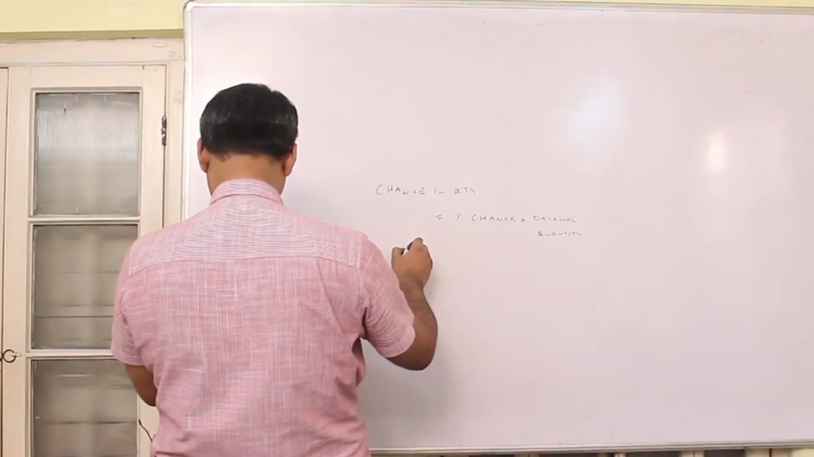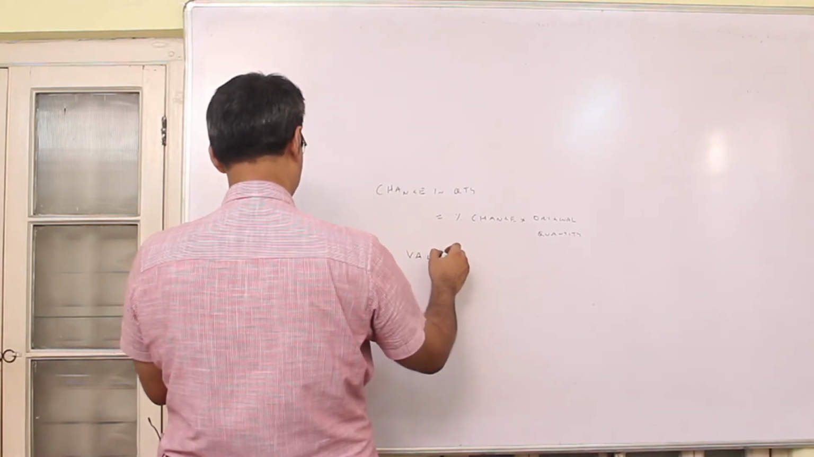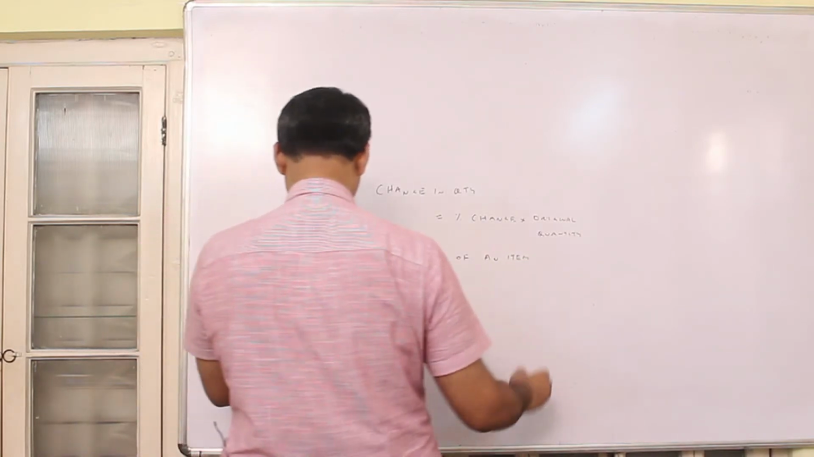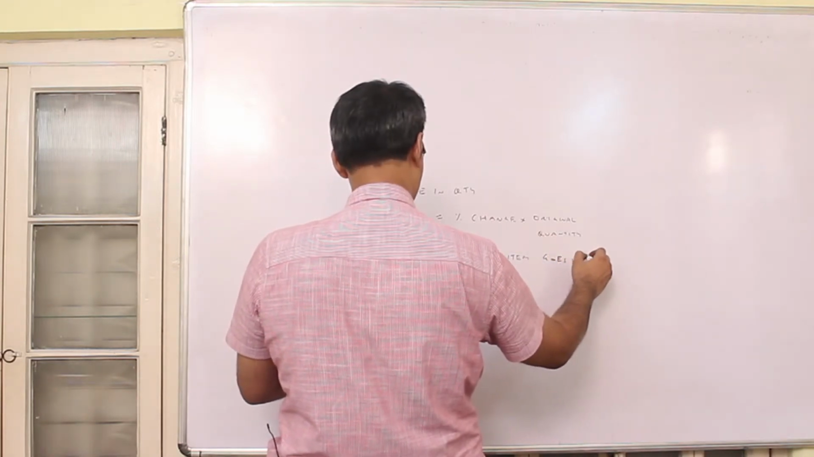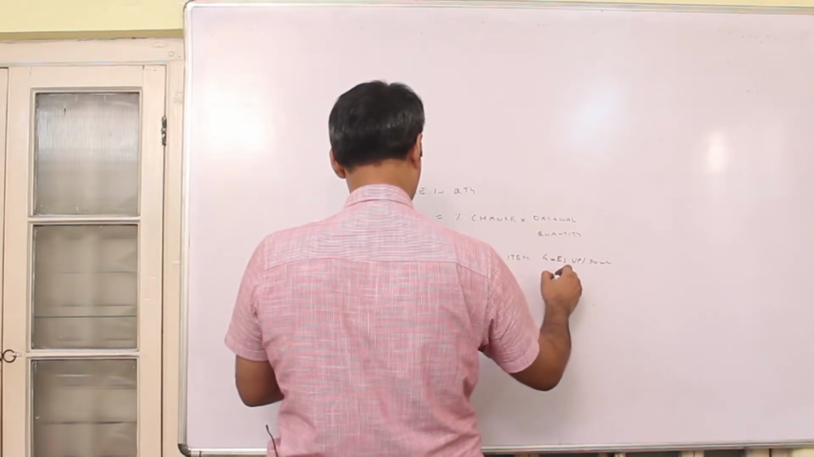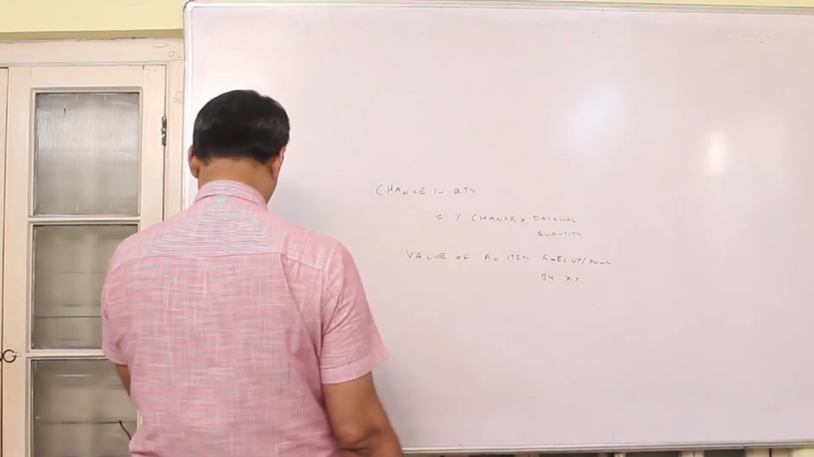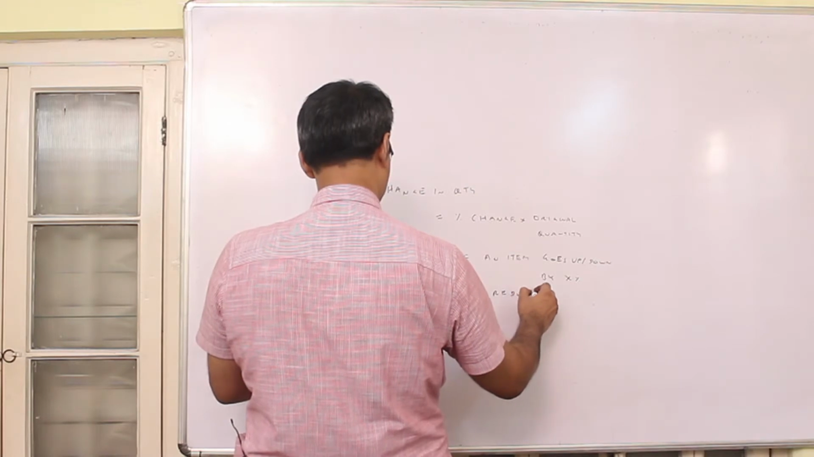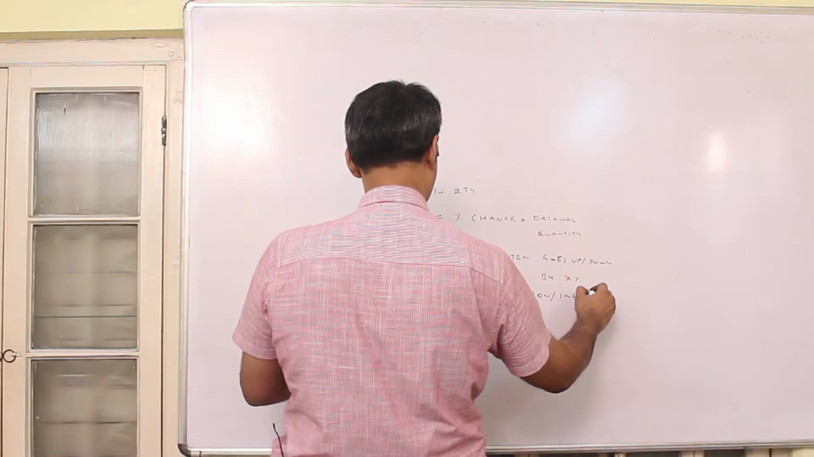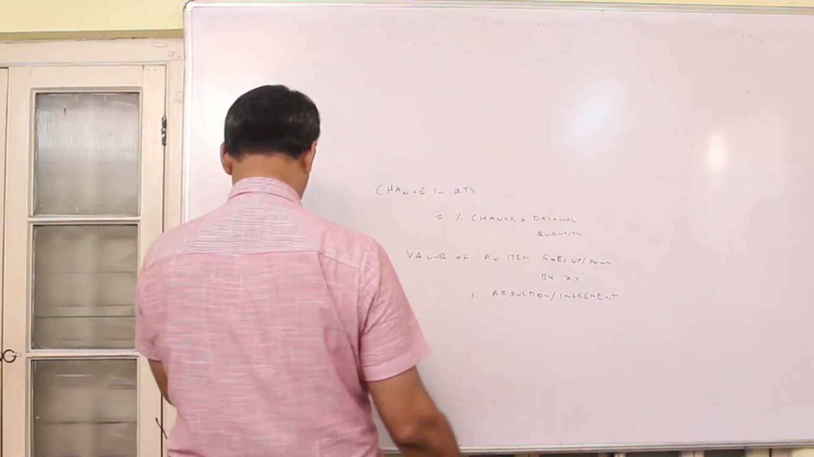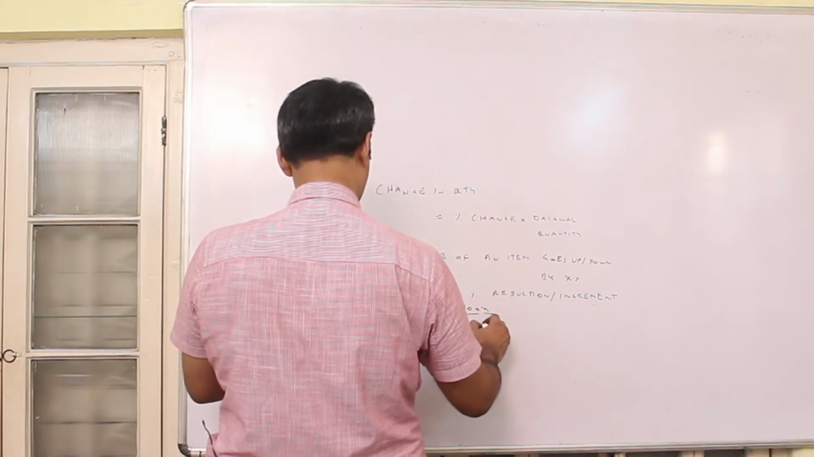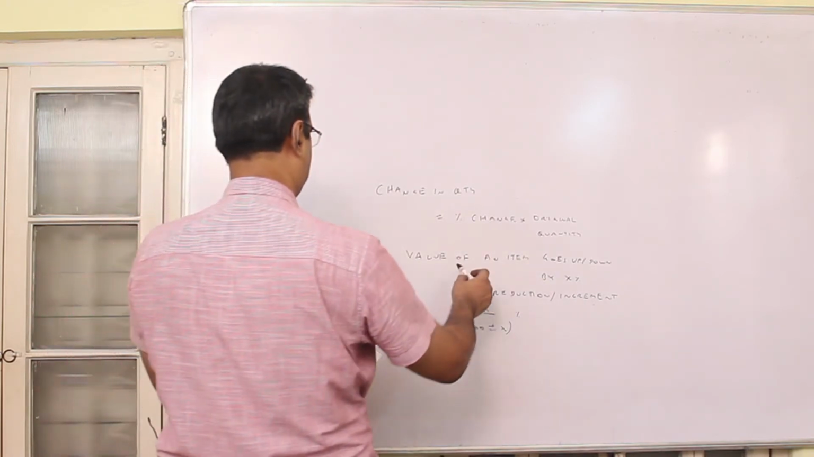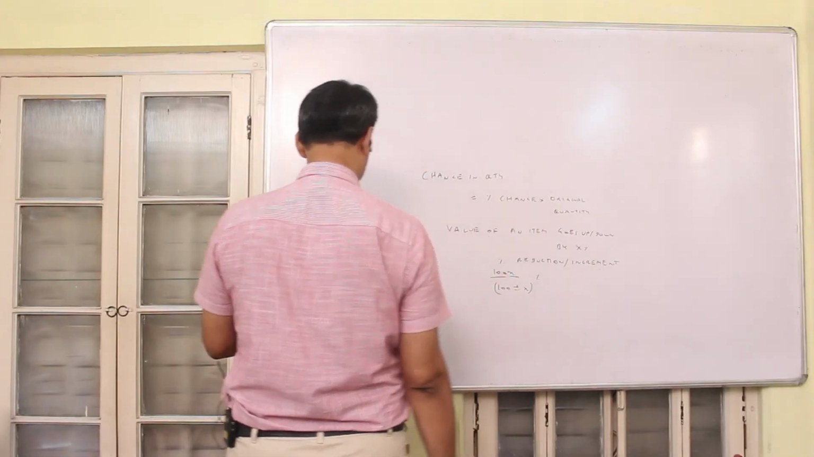Now suppose that the value of an item goes either up or down by x%, then the percentage reduction or increment required to bring it back to its original value is 100x by 100 plus minus x%.